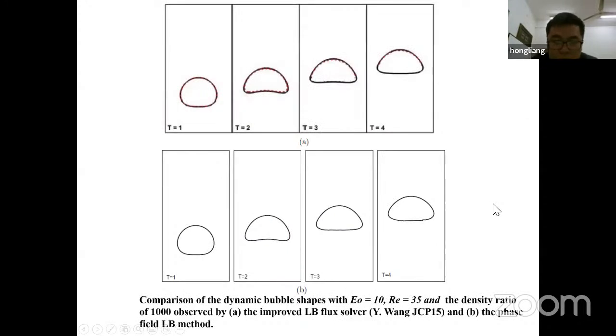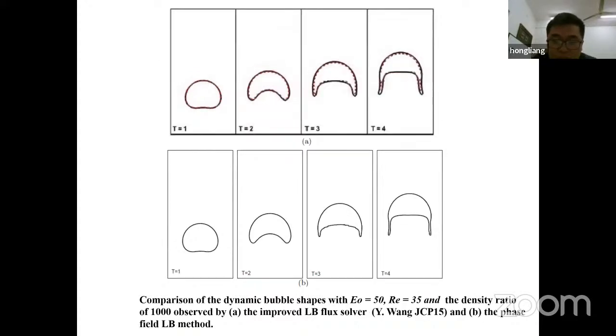We can see this result. The upper figure is the result by the improved LB flux solver, and the lower is the result by our developed Lattice Boltzmann method. We can see good agreement between them. Next. Also in this case, we can see good agreement between them. Next one.